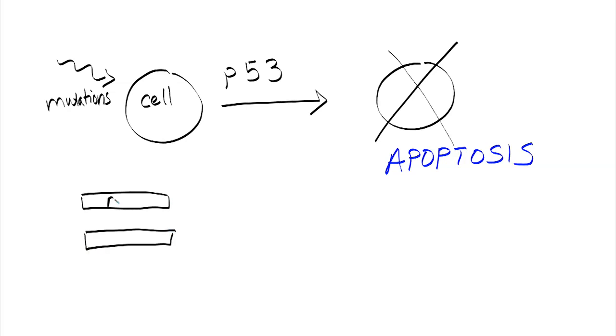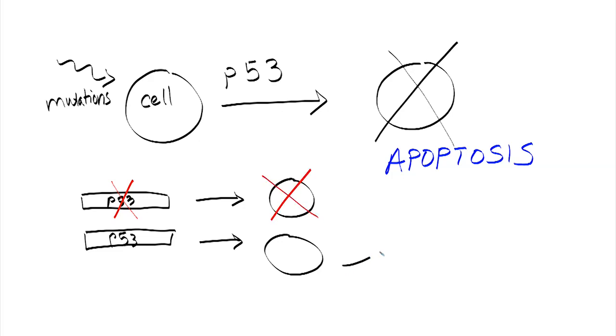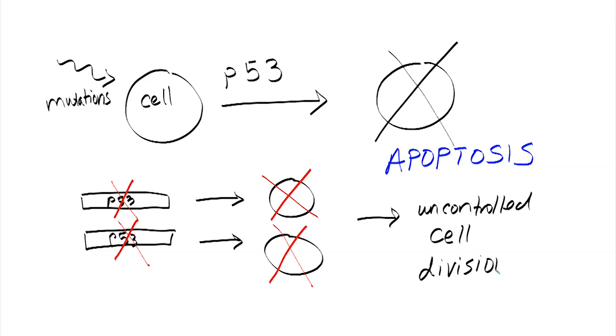Actually no, because we have two copies of p53. So, even if we lose one copy, the other copy of the gene expresses the protein and can compensate. But if we lose both copies, then we are in trouble. Only a loss-of-function mutation in both copies of a tumor suppressor gene causes uncontrolled cell division.